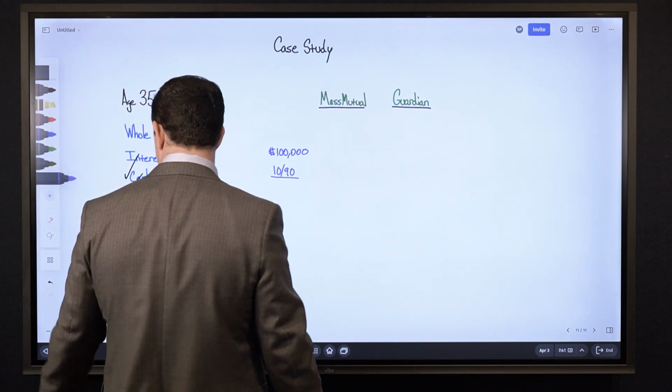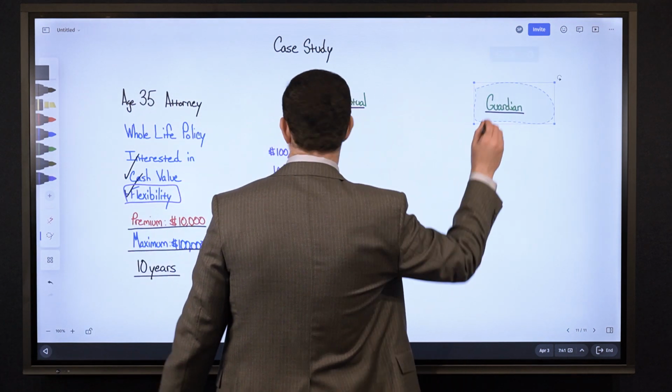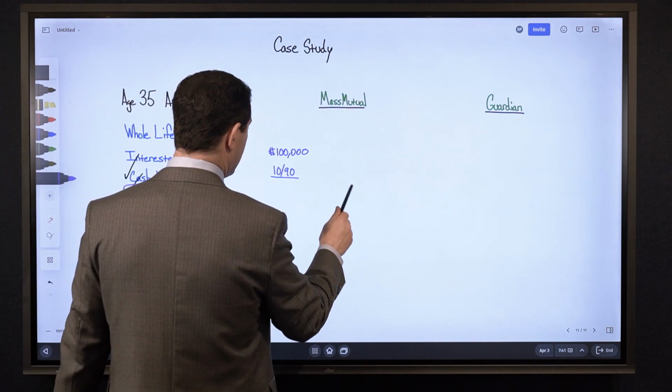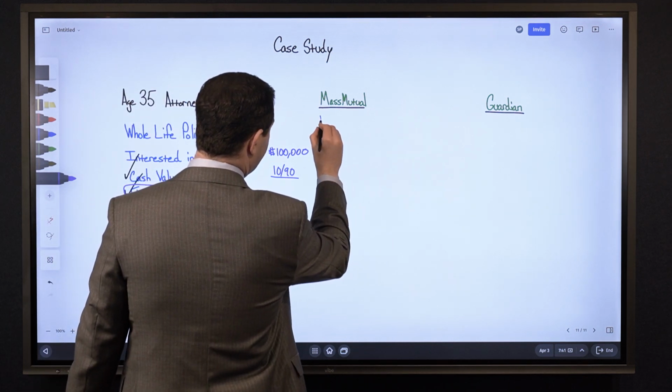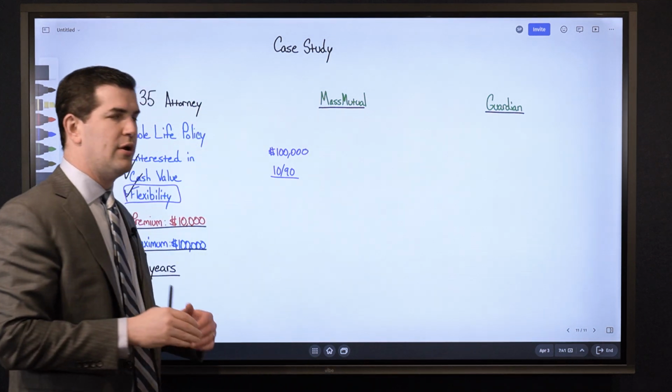But regarding payment flexibility, here's how it works. Let's begin with Mass Mutual because they're a little bit less flexible than Guardian. So in the first year, let me start with this before I get into the first year.